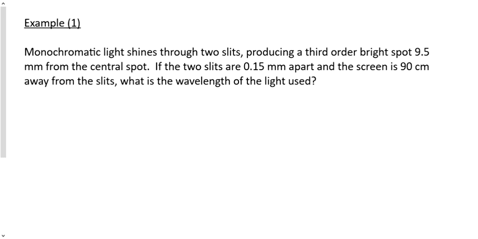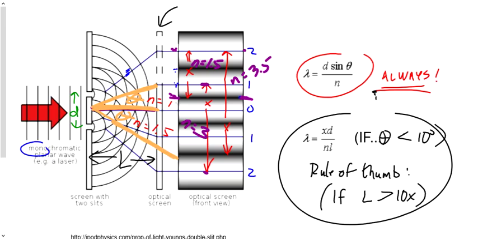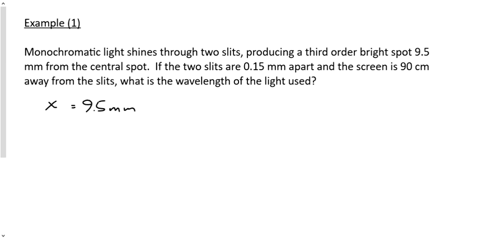What is that distance from the central bright spot? What is this 9.5 millimeters? That's x. Look back here, that's the distance from the third order maximum to the middle bright spot. That's the value of x. Now I'm going to convert that to meters: 0.0095 meters. As soon as I write down x, or theta, I want to make sure that I write down the value of n to be consistent with that. What would n be here, from the central maximum to the third order maximum?